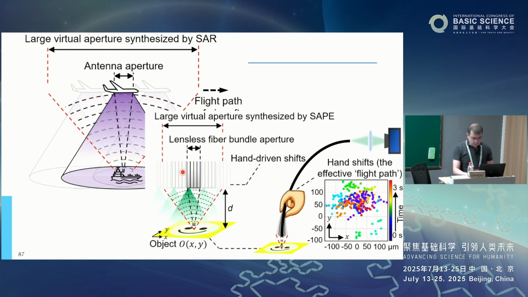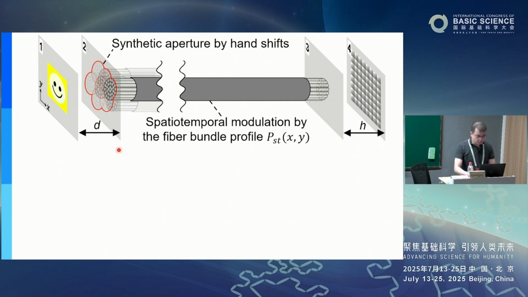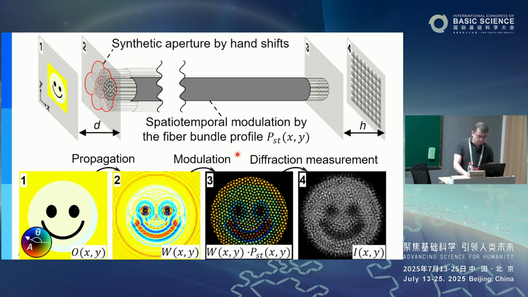The same concept here. For each fiber bundle tip, the image resolution is low because this aperture is very small. And by translating this fiber bundle tip to different positions, we can synthesize a much larger virtual aperture with a much higher resolution. So this is the imaging model. We have the object, we have the lensless fiber bundle tip. We translate this fiber bundle tip to different positions, and then we can capture the diffraction pattern without using any lens.